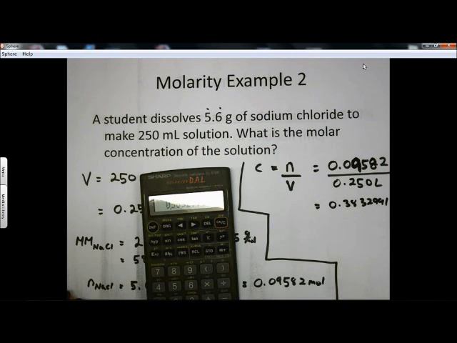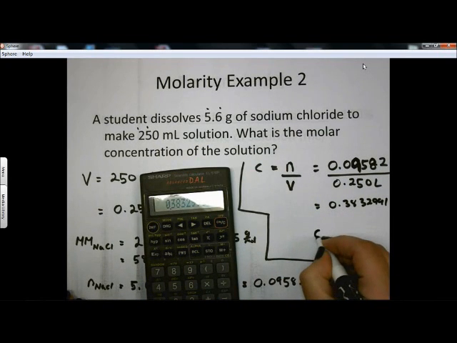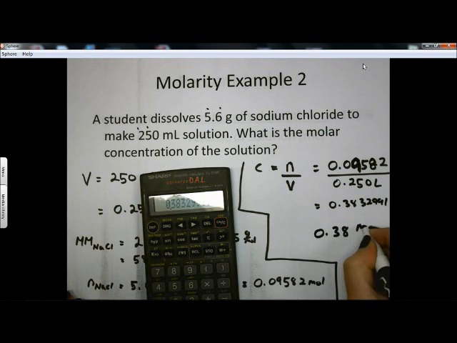Two significant digits, though I guess you could argue about the 3. Either way, this answer should be to 2, 0.38 moles per liter.